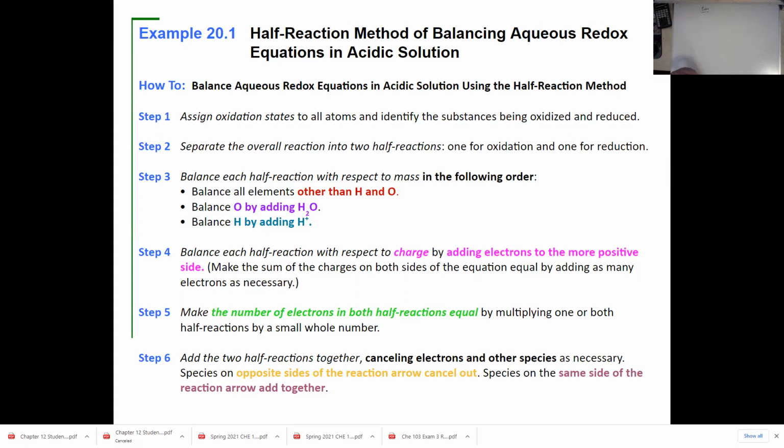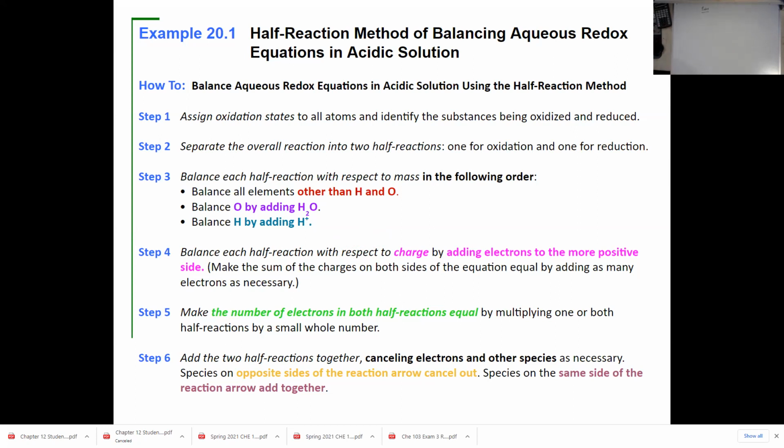And then we're going to move on to balancing the charge. Okay, so to balance the charge, we're going to look at the reactant side, add up the charge on the reactant side, and then add up the charge on the product side, and we'll compare them. If there's a charge difference, there will be, you're going to add electrons to the more positive charge side until both charges are the same.